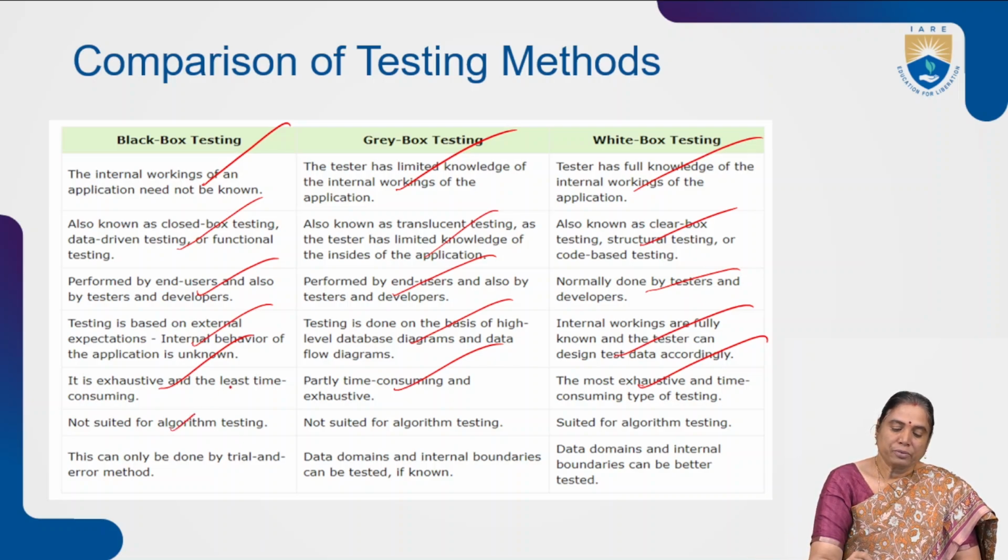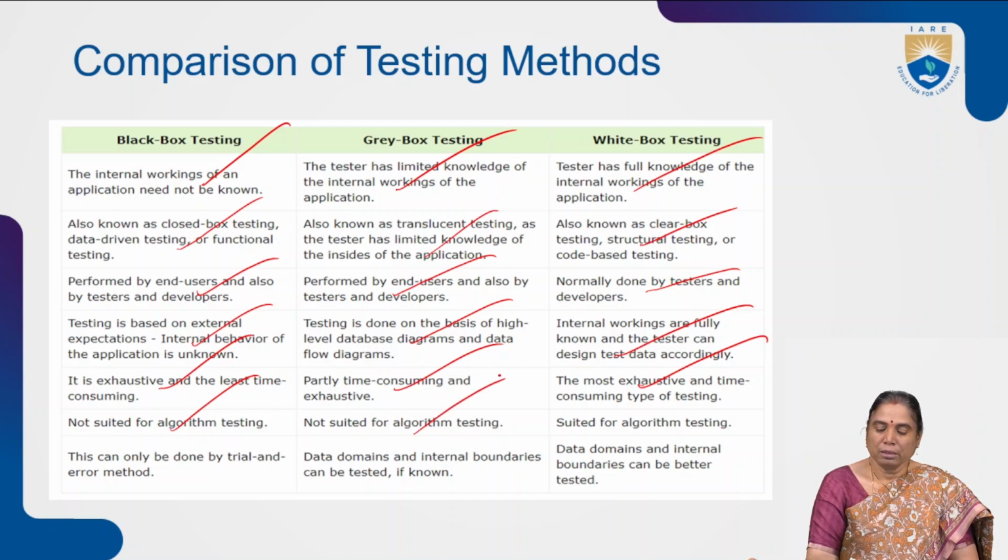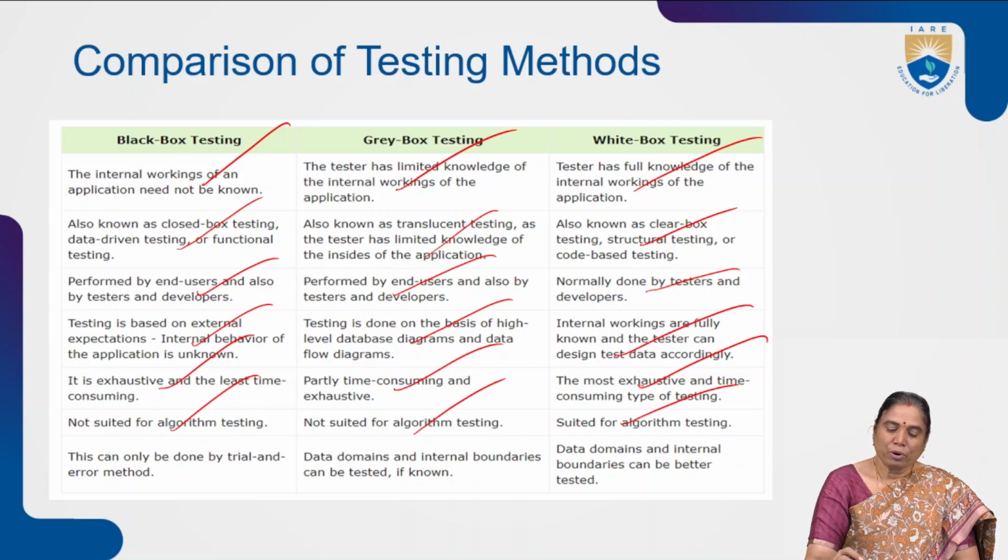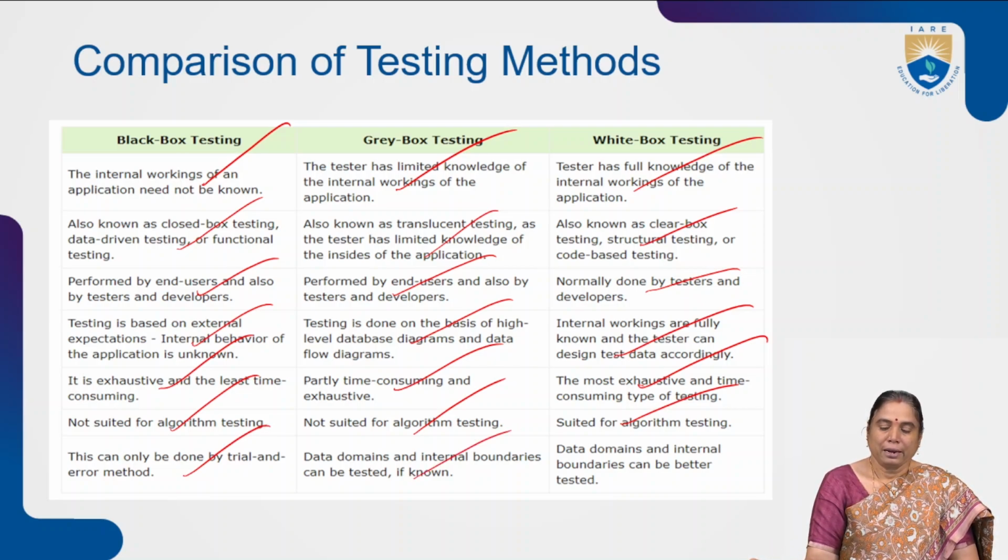Black box testing is not suited for algorithm testing, and grey box testing is not suited for algorithm testing either, but white box testing is suited for algorithm testing. In black box testing, data domains and internal boundaries can only be tested by trial and error method, but in grey box testing data domains and internal boundaries are identified. Data domains and internal boundaries can be better tested in white box testing.